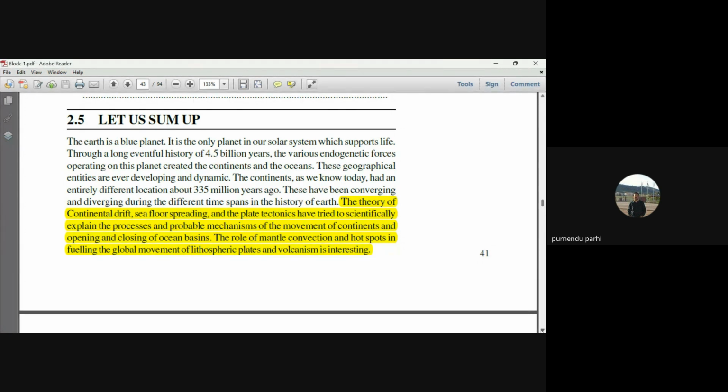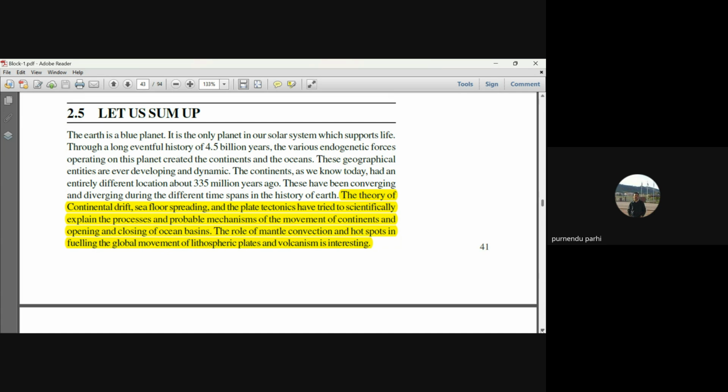The continents, as we know them today, had an entirely different location about 335 million years ago. These have been converging and diverging during different time spans in the history of Earth. The theories of continental drift, seafloor spreading, and plate tectonics have tried to scientifically explain the processes and probable mechanism of the movement of continents and the opening and closing of ocean basins. The role of mantle convection and hotspots in fueling the global movement of lithospheric plates and volcanism is interesting.